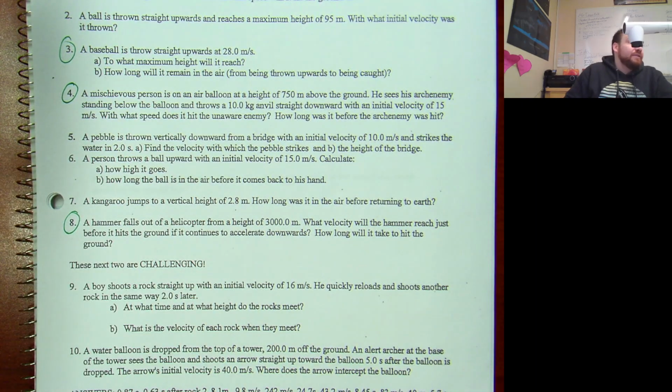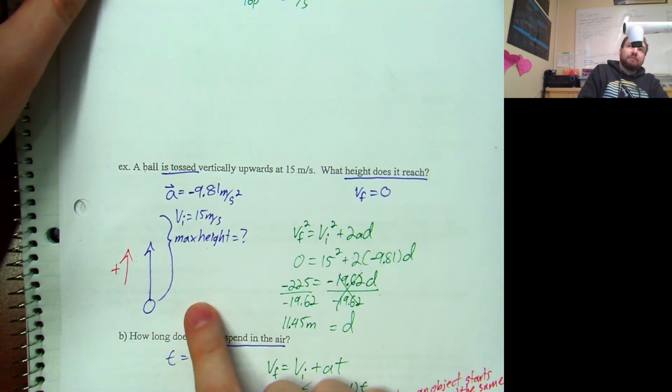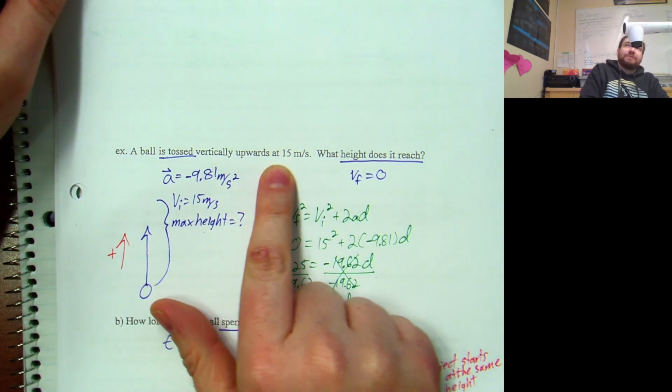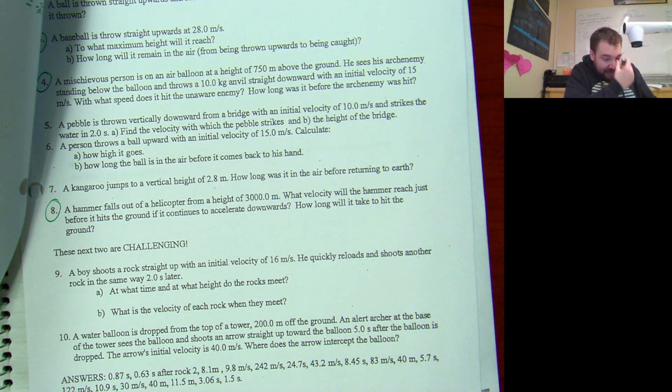Number 3 is very similar to an example I gave you. It's basically exactly this example: a ball tossed vertically upwards at 50 meters per second, except in question 3, I say the ball is thrown straight upwards at 28 meters per second.